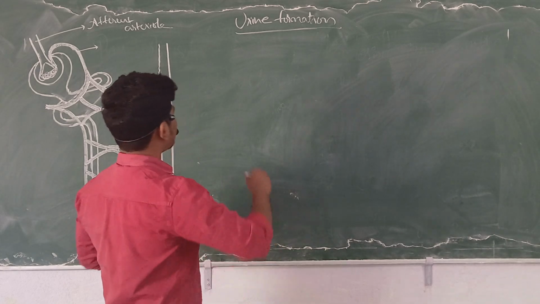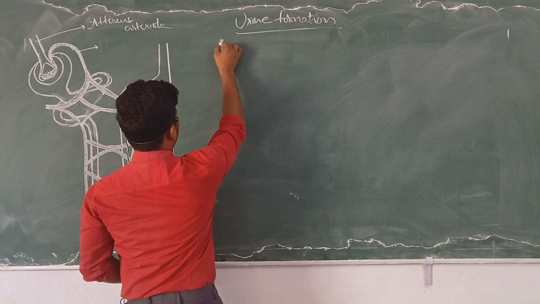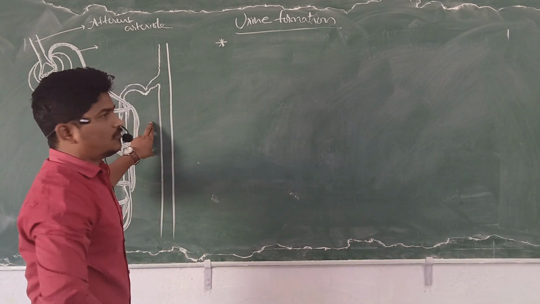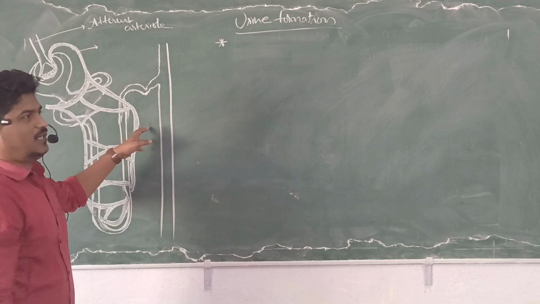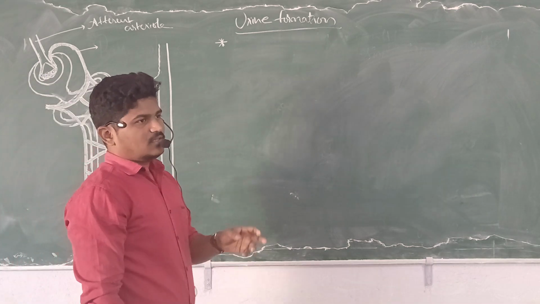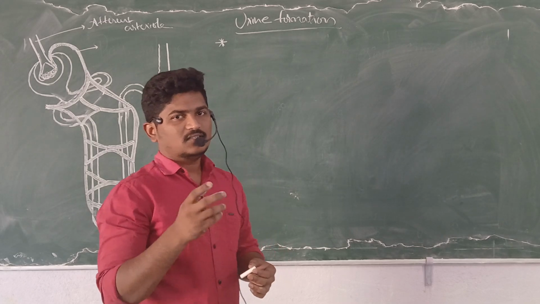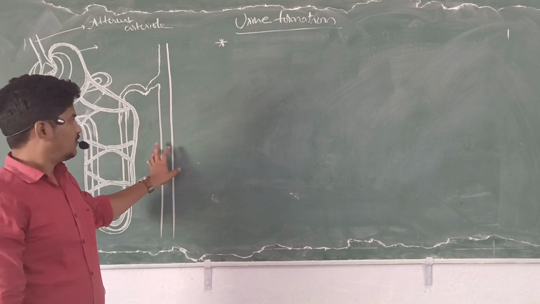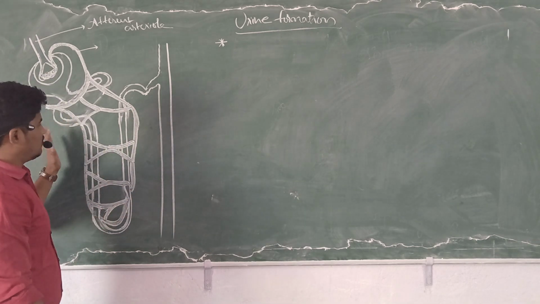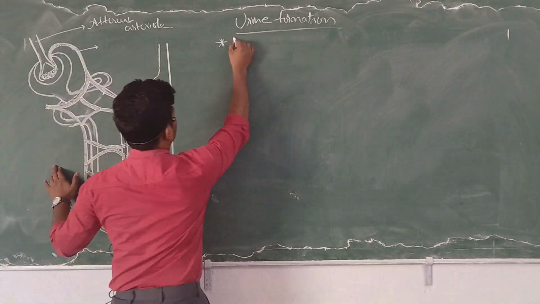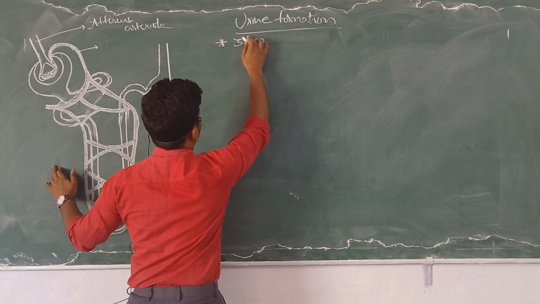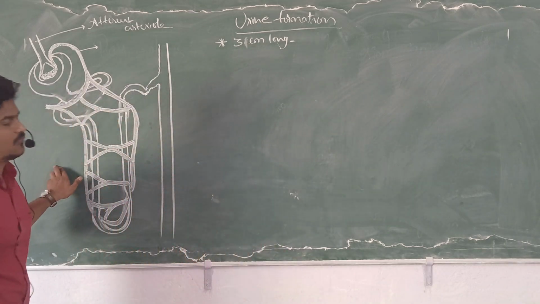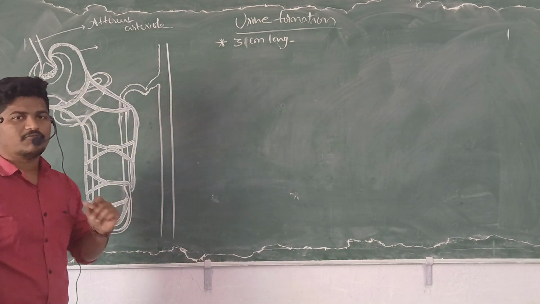Before getting into the urine formation, we have to know a few points about the structure of the nephron. How is the nephron made? In humans, the entire kidney is made up of nephrons only, because the nephron is the structural and functional unit of the kidney. The human nephron is approximately 3 centimeters long, and we have cortical as well as juxtamedullary nephrons, as we know.